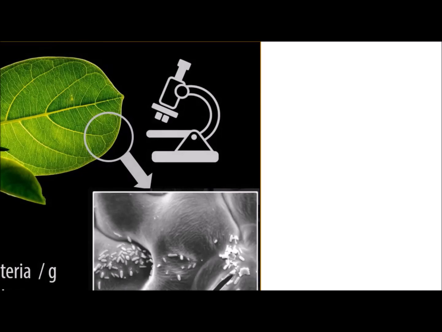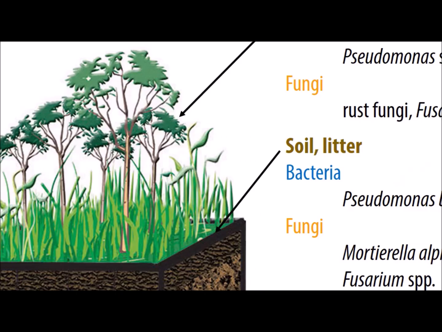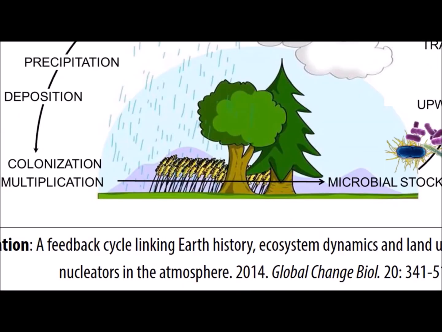Outer surfaces of leaves, for example, are naturally colonized by bacteria and fungi in the same way that our skin has a natural microflora. Healthy leaves can have 10,000 or more bacteria per gram of leaf. In fact, most of the known ice nucleation active microorganisms are found on plants, in leaf litter, or in soil. These different observations have led to the idea that ice nucleation active microorganisms are the key to a feedback cycle between land cover and the atmosphere.